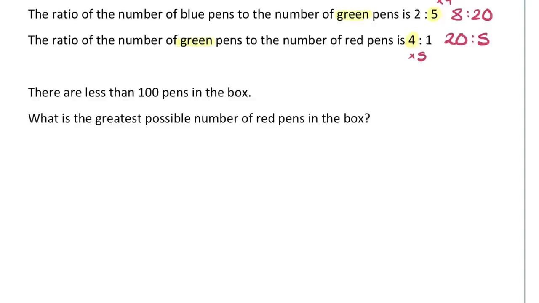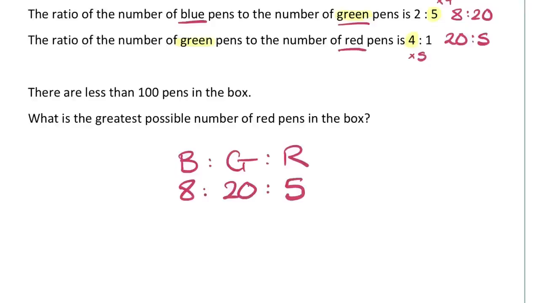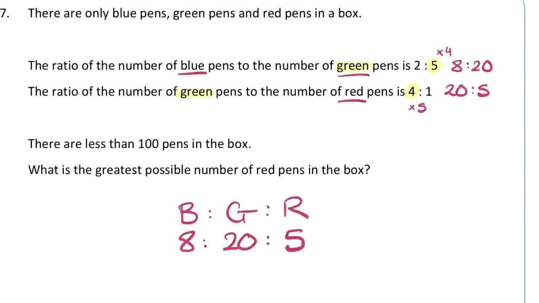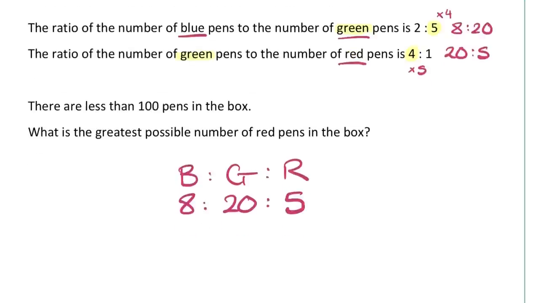So if I write this as a 3-part ratio, blue to green, I'm just reading the language here, going through it in order, blue to green to red. Blue we have now got as 8, green is 20 in both, so we can write 20, and red is 5. So we now have this as a 3-part ratio, and that can be applied to any question where there's a crossover thing in the ratio. And typically when you're given 2 ratios, it's normally because it wants you to join them up.